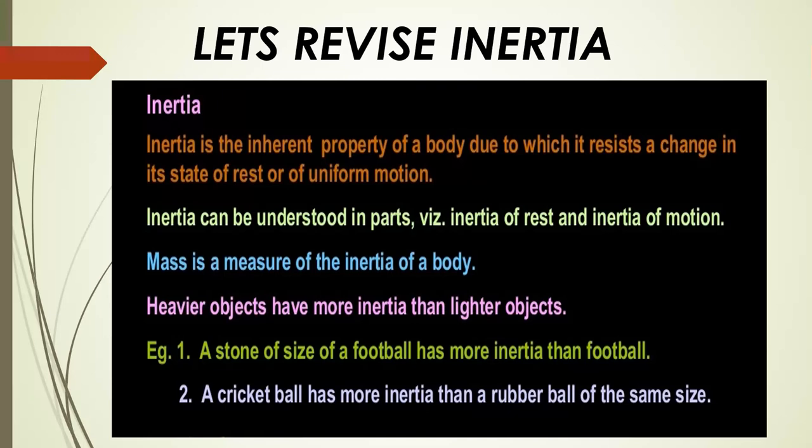For example, take a football and a stone of the same size as the football. The stone will have more inertia than the football, isn't it? If we kick the stone rather than the football, your foot may get injured due to the inertia of the stone. High force is needed to move it, and it will injure your foot also. A cricket ball has more inertia than a rubber ball of the same size.